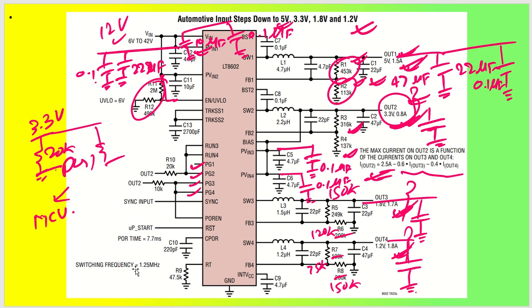Here you can see the switching frequency was set to 1.25 megahertz. So for that you have a requirement of RT resistor that is going to be 47.5 kilo ohm. So based on this particular frequency setting, the calculation of inductor is there, which is 4.7 microfarad, 2.2 microfarad, 1.5 microfarad and 1.2 microfarad.